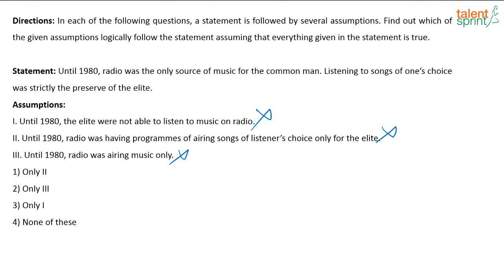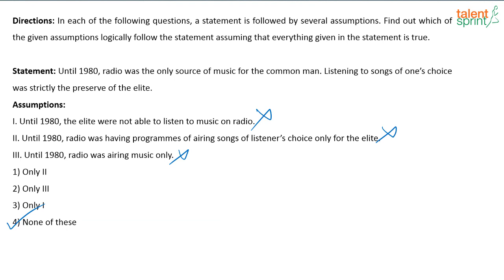I am sure you are giving the answer as option 2 because until 1980 radio was airing music, not music only, correct? They could also air news, right? In radio stations you hear news also, right? So you can't say that radio was airing music only. I hope it is clear. So here all the three assumptions don't follow. The answer will be none of these. I hope it is clear for the others.